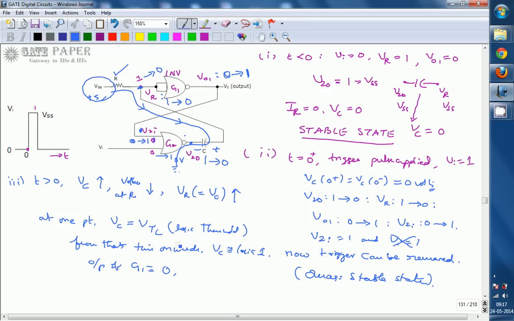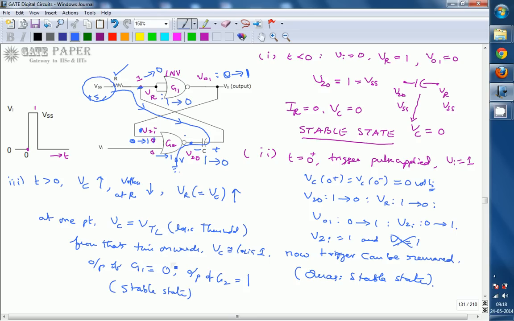And the output of gate 1 is 0, that is V2I is 0, so that VI is going to be 0. You are not applying a trigger, the trigger is already removed, so the output of gate 2 is going to be at 1. So the output of gate 1 is 0 and the output of gate 2 is 1, which is a stable state. So this is again a stable state.